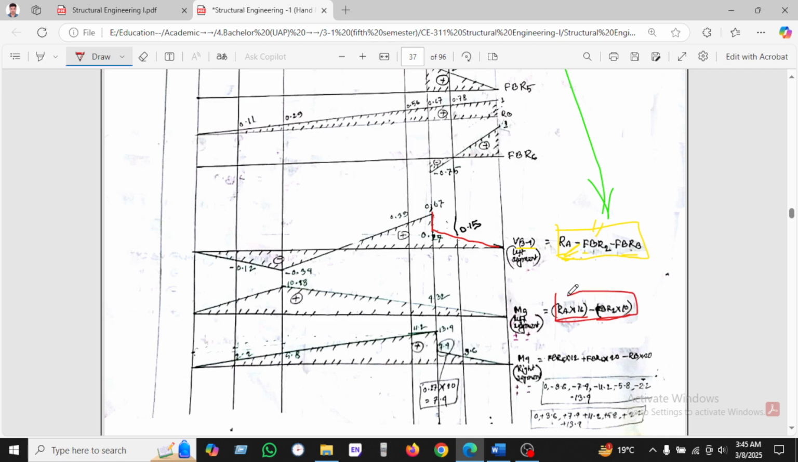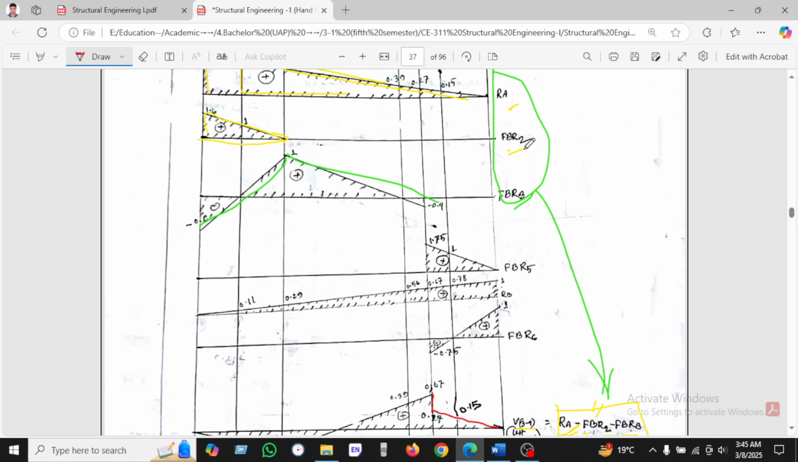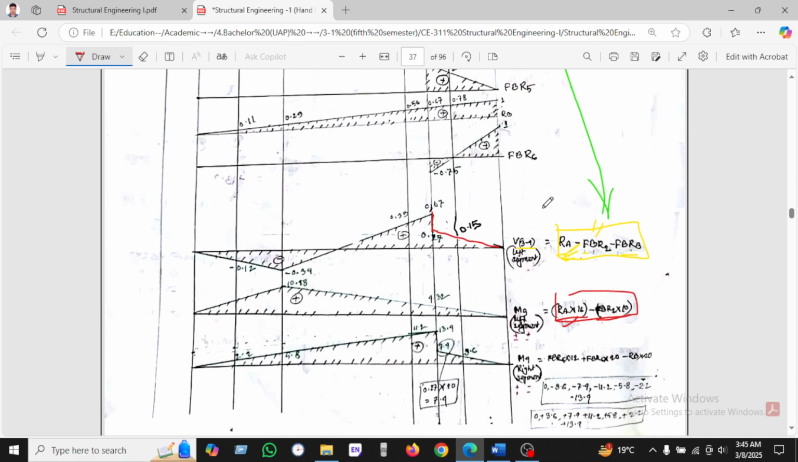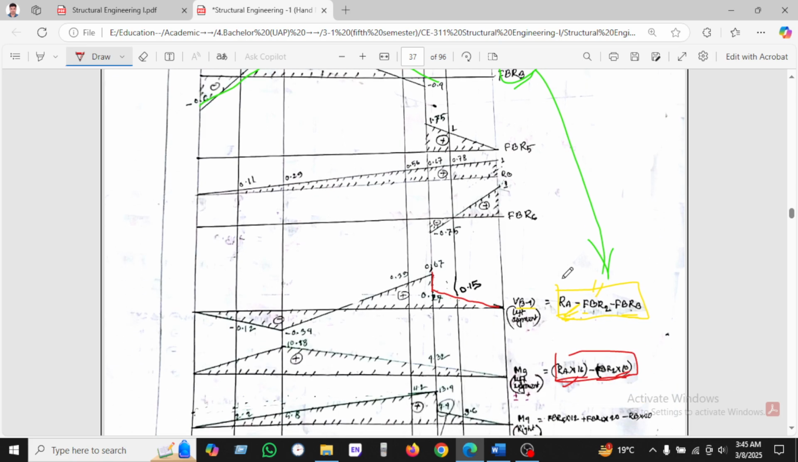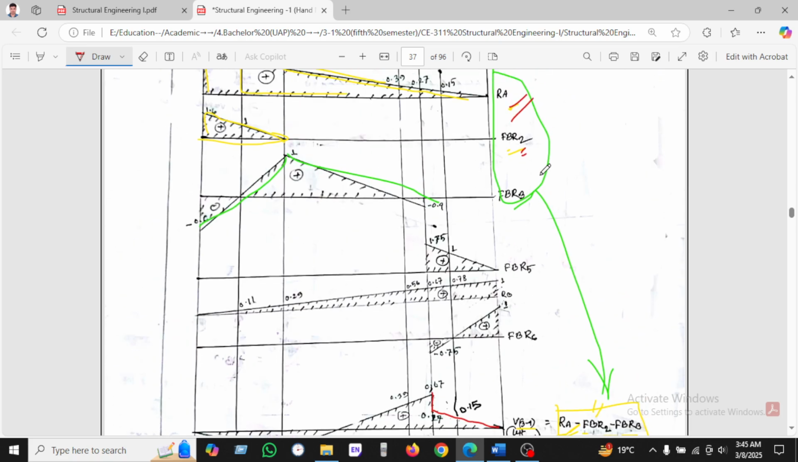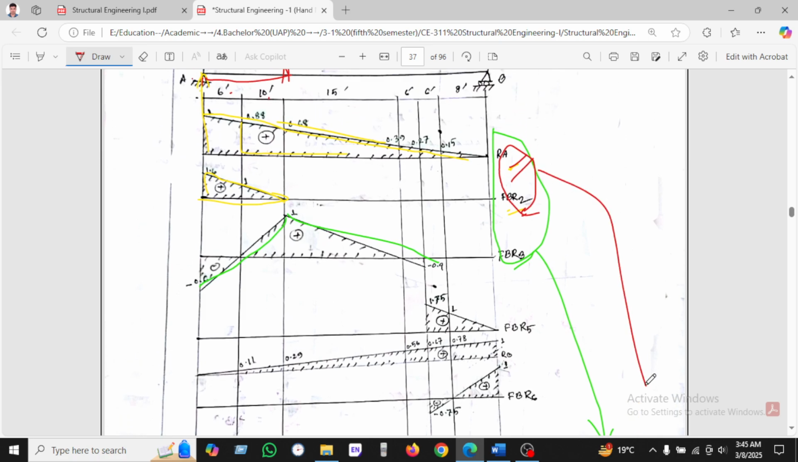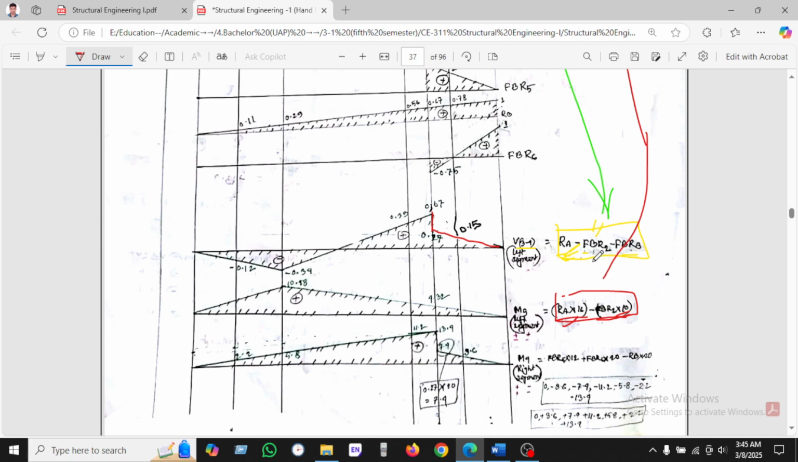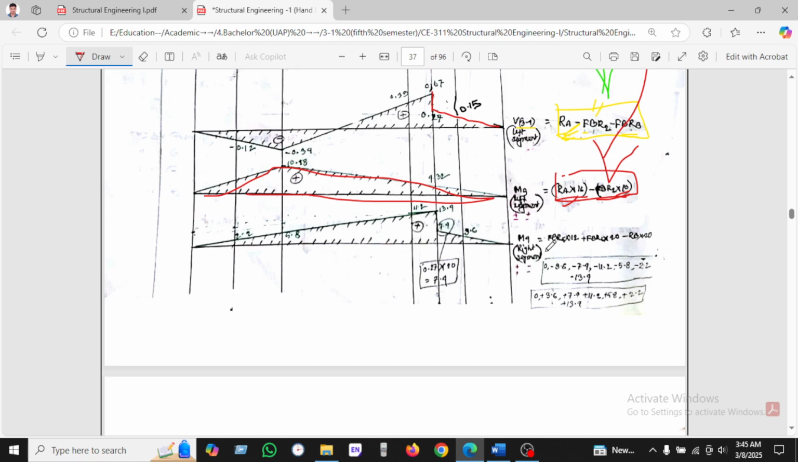So now we have to draw RA. RA is already drawn here, so we don't need to draw it again, and floor beam 2 is also already here, so we don't need to draw it again. After finding this diagram, we put all the values in this equation and find this diagram. Okay, so now we'll see M3.